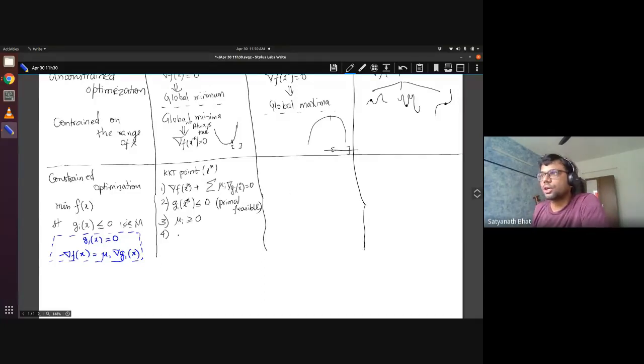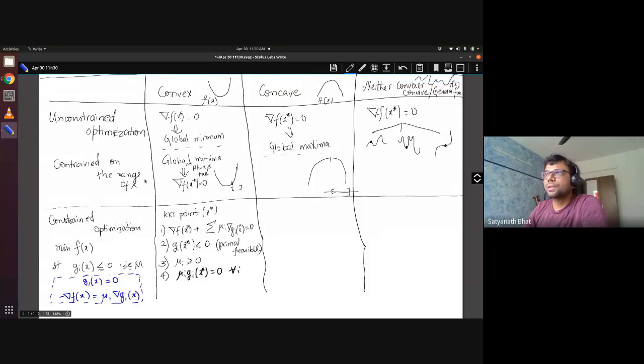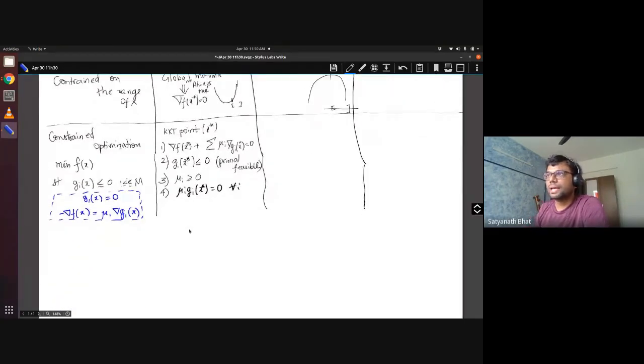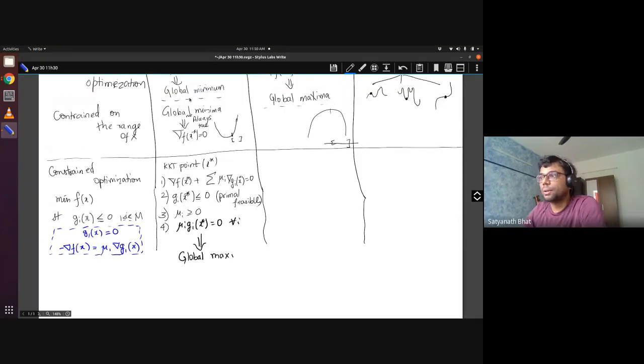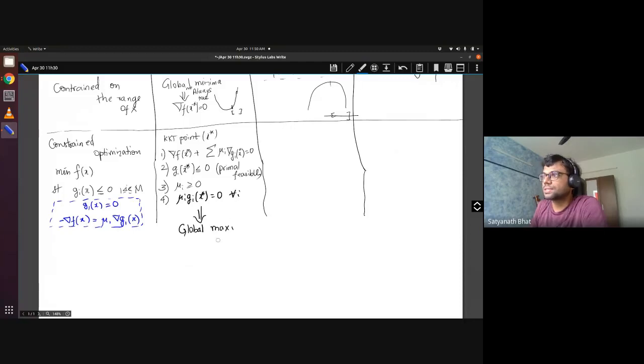The fourth condition is called complementary slackness. What that says is mu_i times g_i of x is equal to 0 for all i. If there exists a point which satisfies all of these constraints, that is a KKT point. And very analogously to what we had here, this implies global maxima. Sorry, since we are talking about convex, it's global minima.